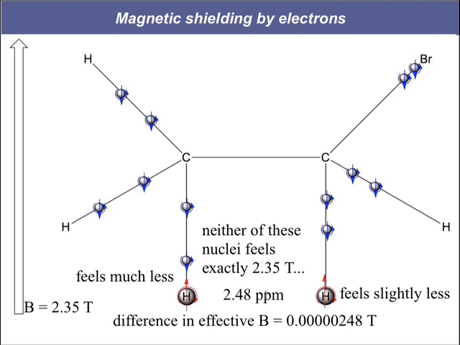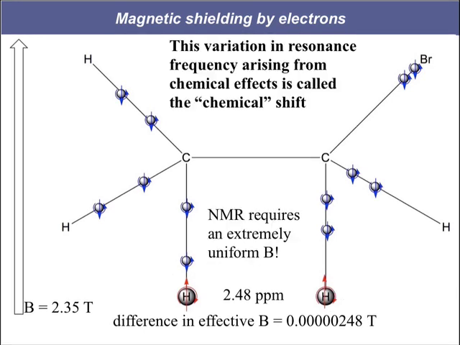This is not a concentration. In general chemistry, you learn about ppm as being a measurement of concentration. That's also true. This is just kind of an abbreviation to refer to the difference in magnetic field in millionths of a Tesla. So this variation in resonance frequency that arises from these chemical effects is called the chemical shift.